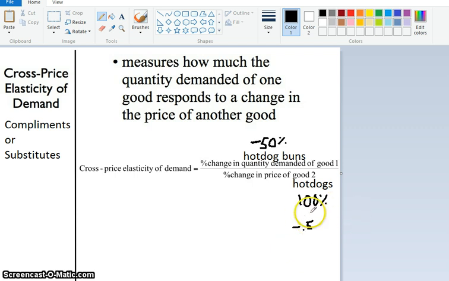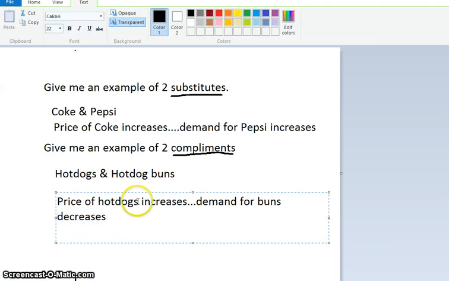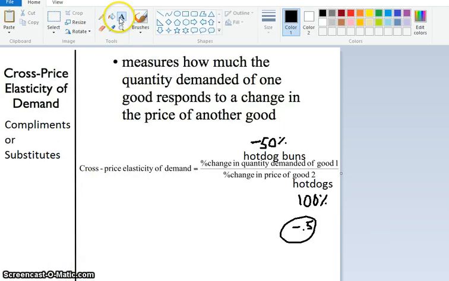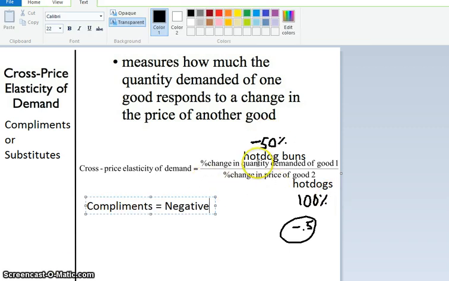Because if it comes out negative like this, then we should have complements. So let's write that down. I'll pause, actually, so you don't have to watch me do it. So if it's complements, like hot dogs and hot dog buns, it should be a negative number.